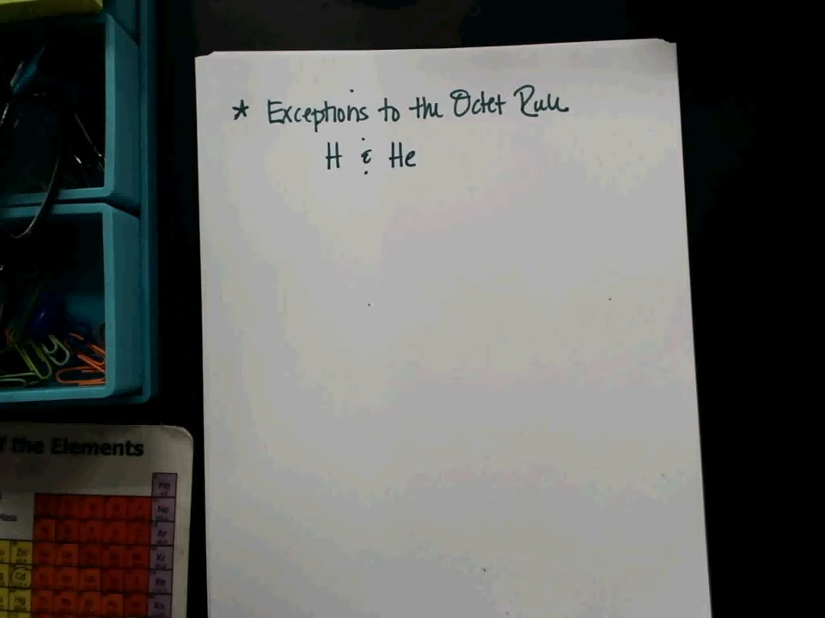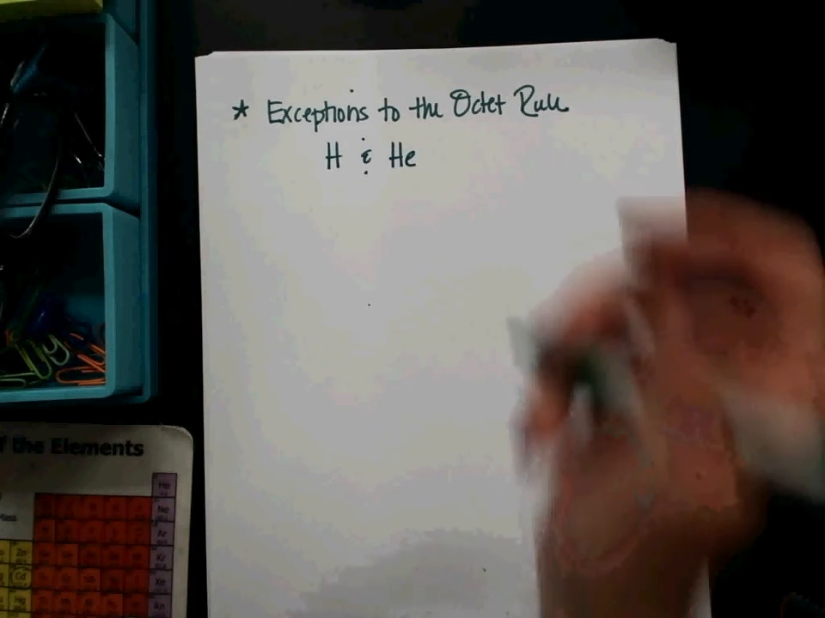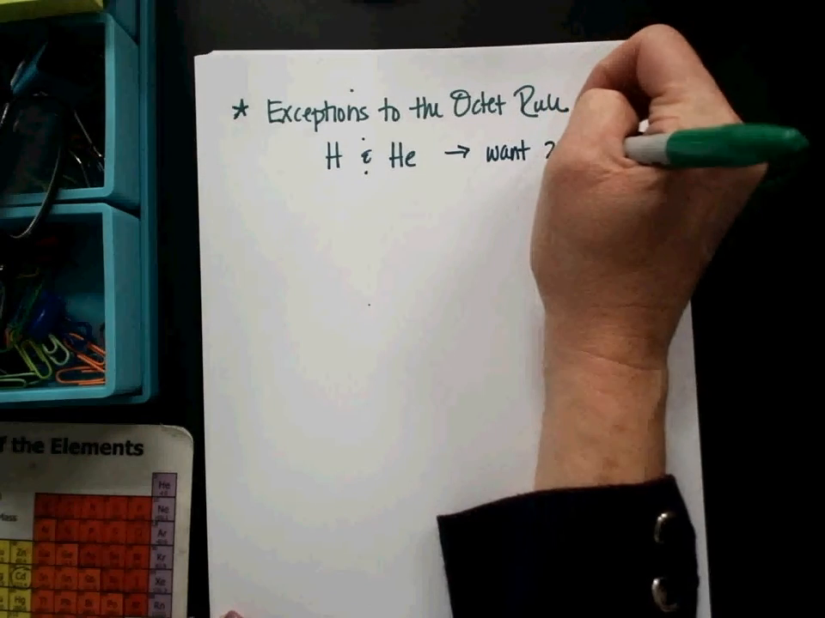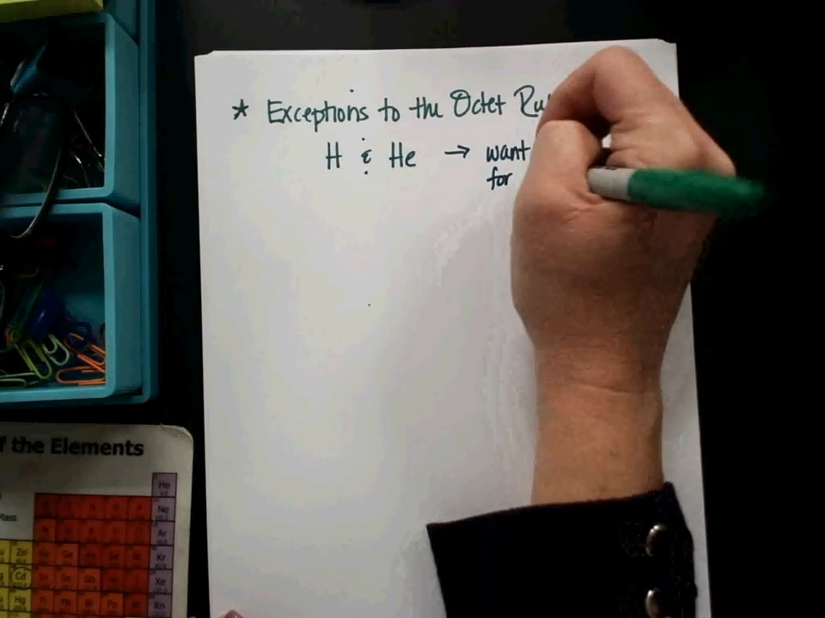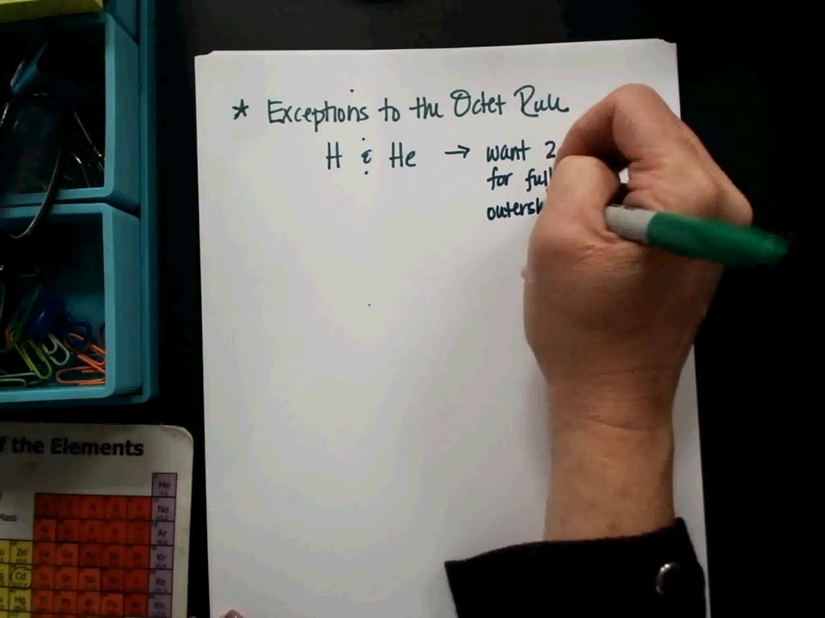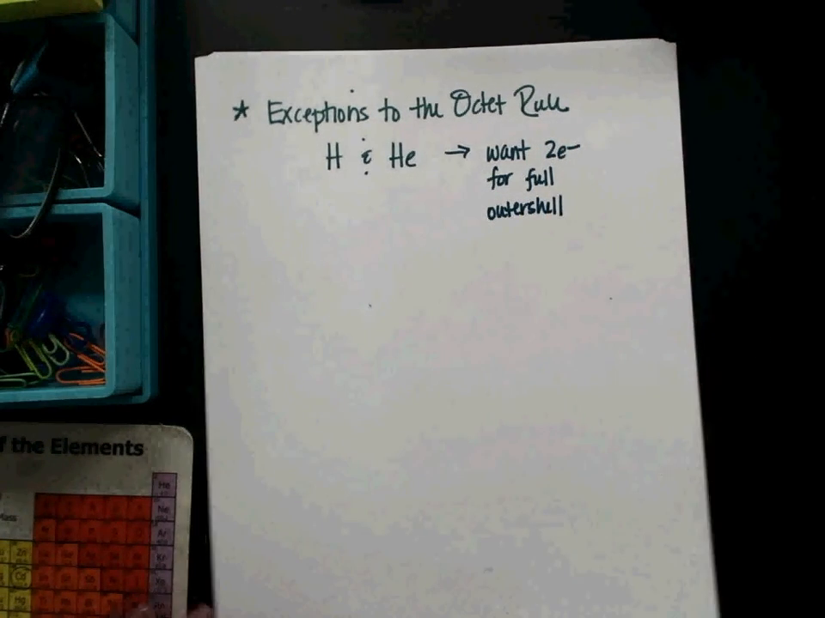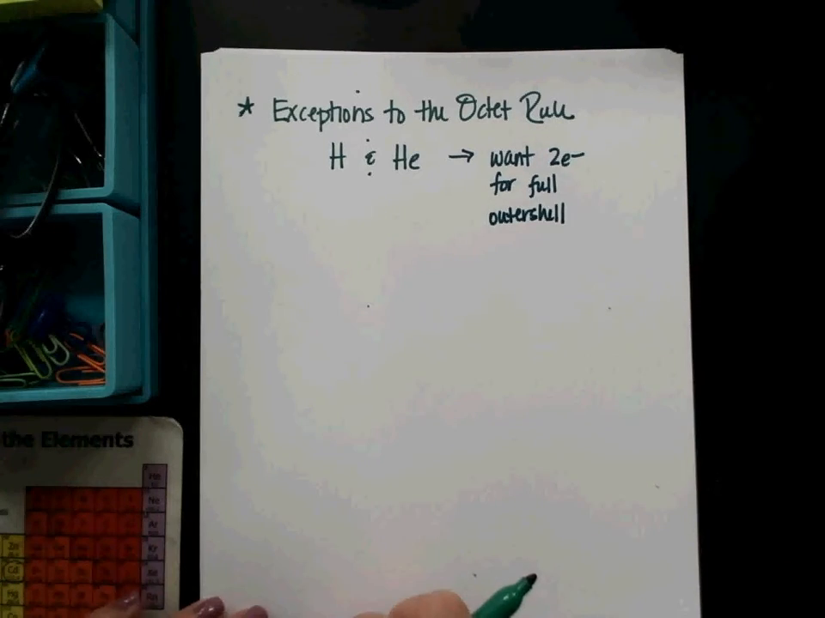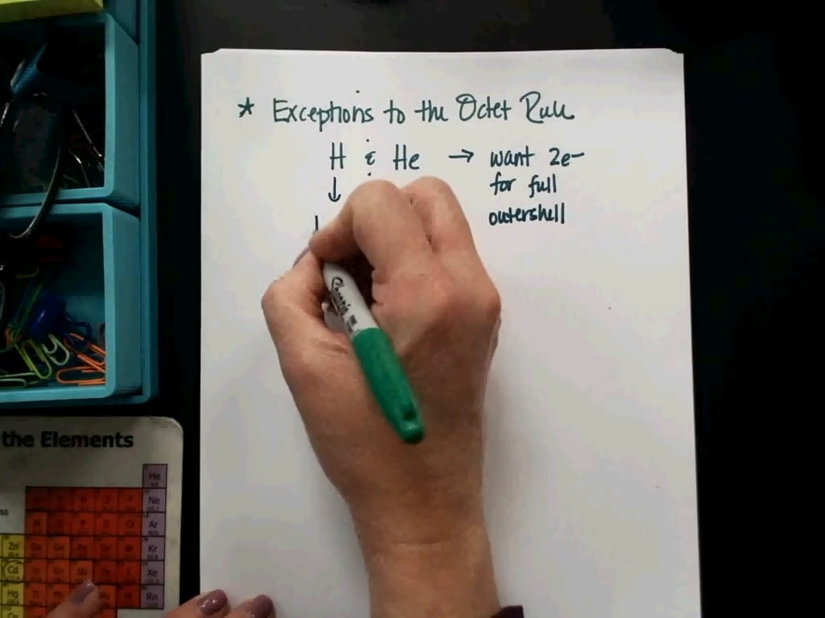Not 8. Somebody said it. I'm getting a lot of this. These guys want 2 electrons for a full outer shell. Those are the only 2 exceptions on the periodic table. There are a few that can hold more than 8. We're not going to focus on them right now.